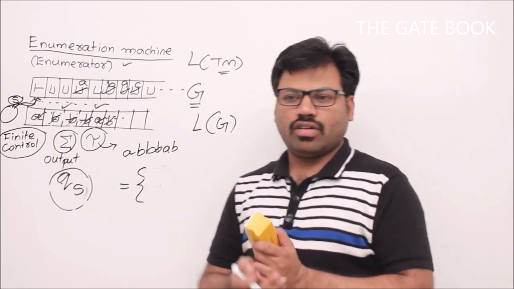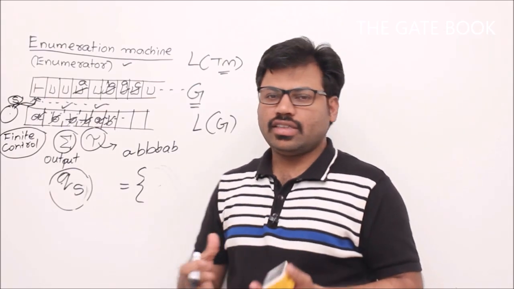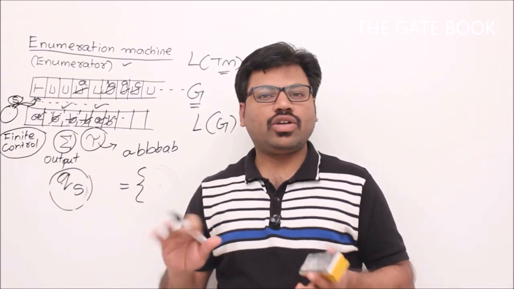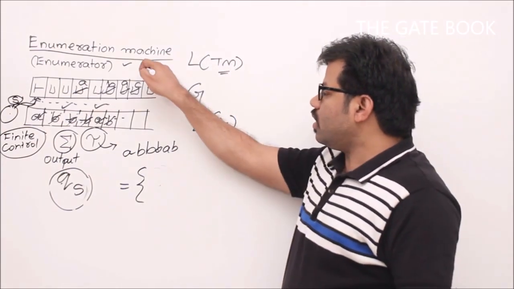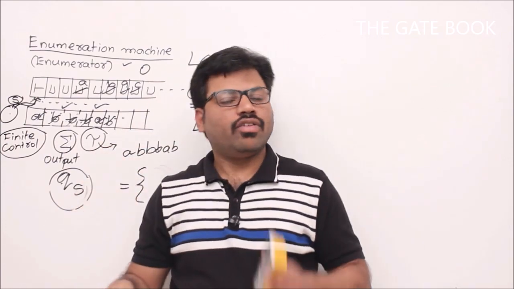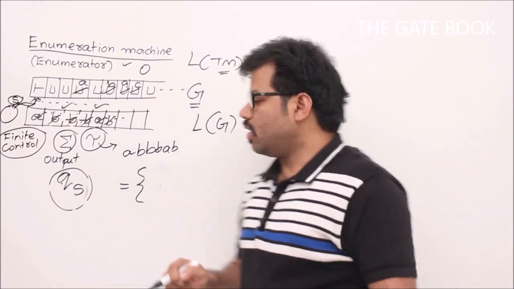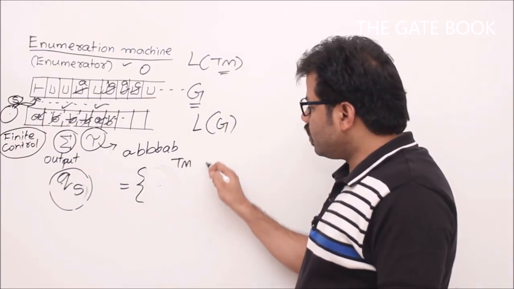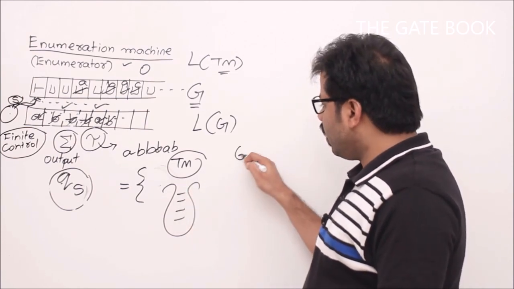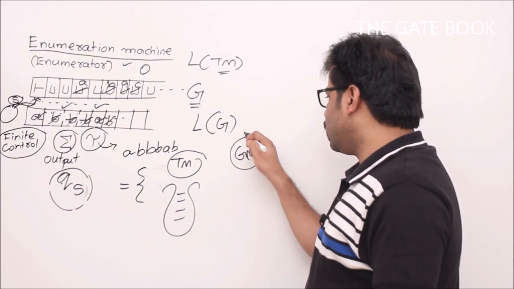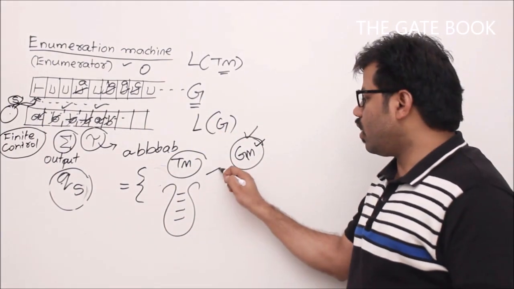Sir, we have a question. This enumeration machine, let's say, generates a language. Is it equivalent to some Turing machine's accepted language? Yes, there is an equivalence. Whatever this enumeration machine generates, we can have a Turing machine such that the Turing machine accepts them. Second thing, if you have a Turing machine which accepts a language, then definitely there will be one generator, otherwise called an enumeration machine, which is going to generate them. There is a one-to-one correspondence.